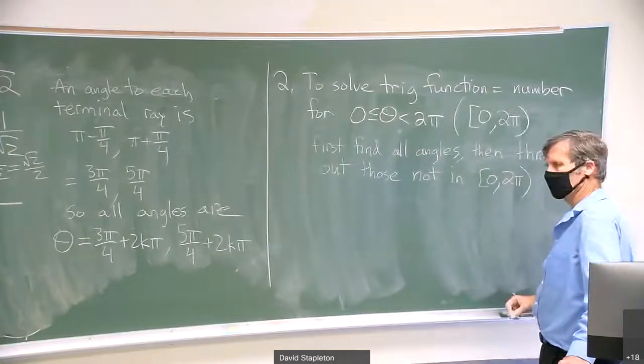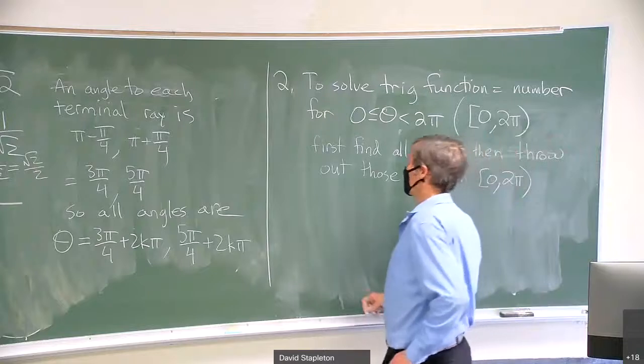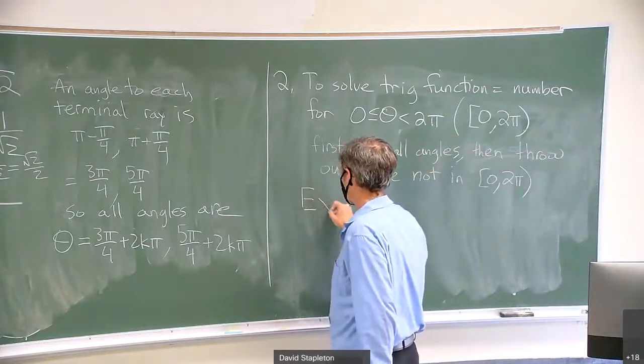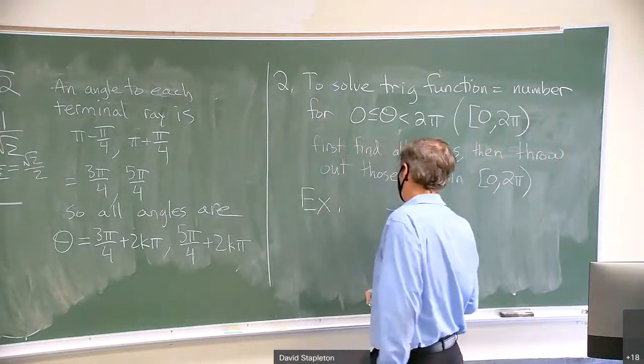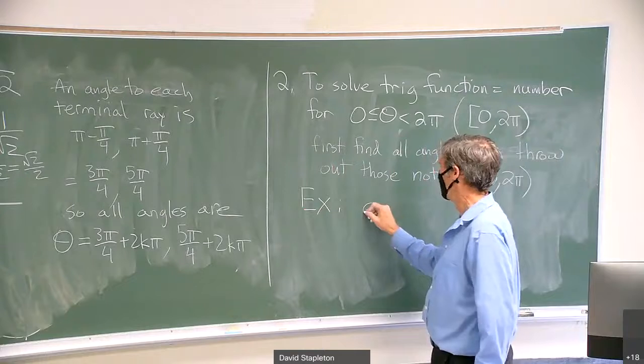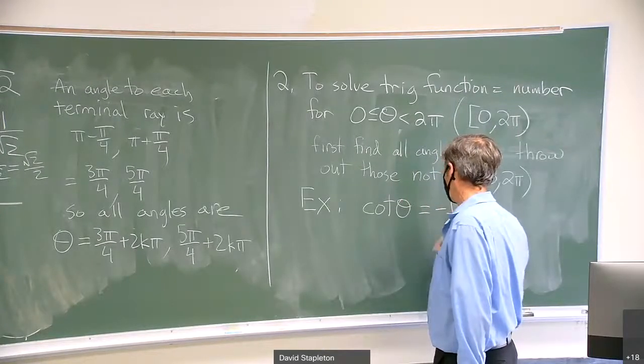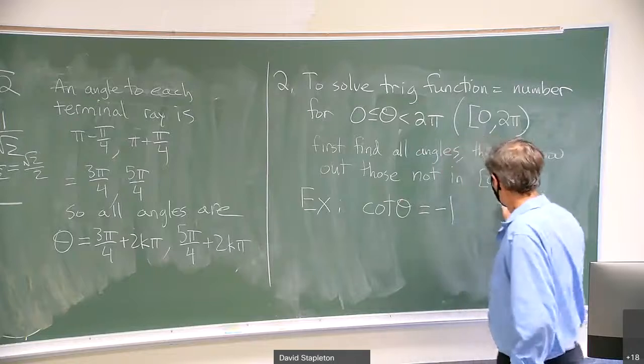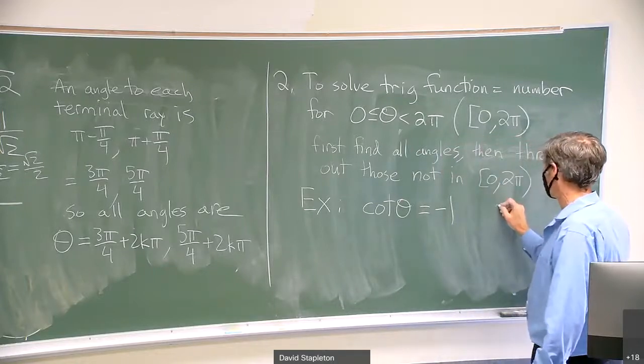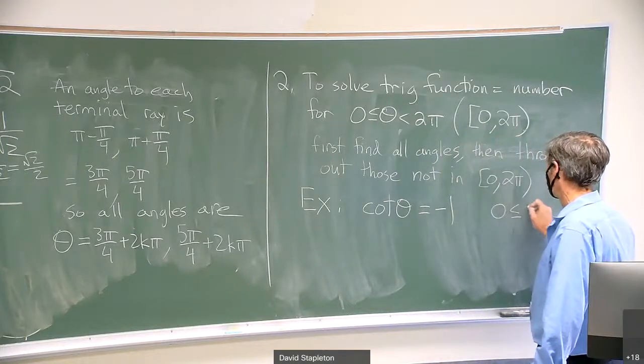That seems pretty easy. It's not too hard. Let's try one of those. Again, let's try cotangent of theta equals -1. How would I solve that one? Restricted to theta between 0 and 2 pi.